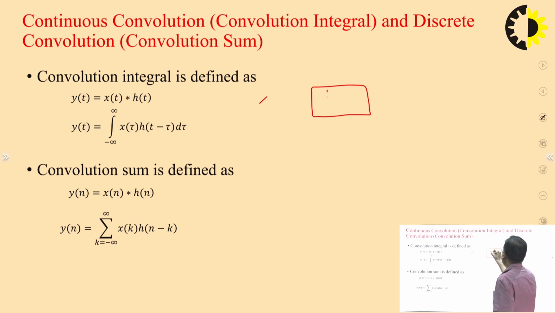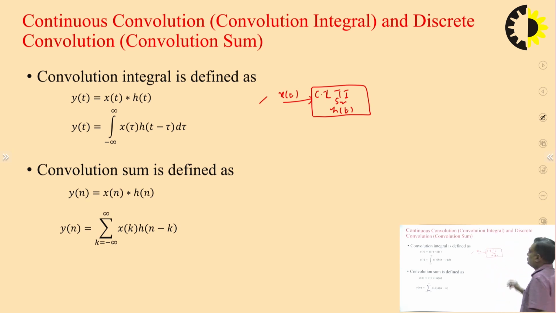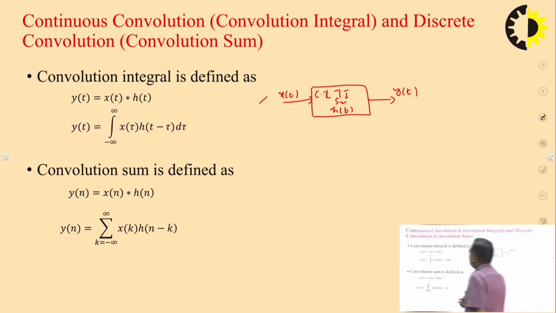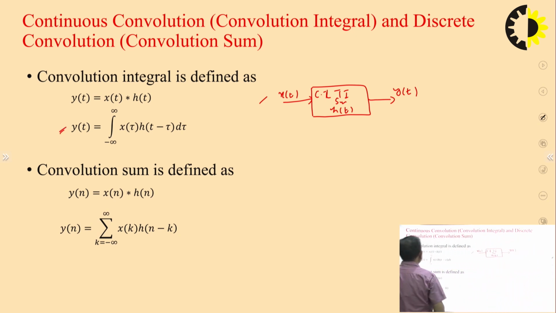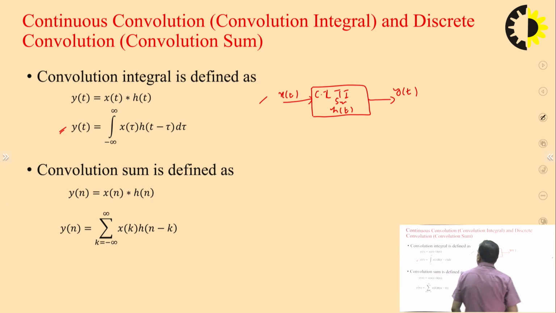This is like we are having an LTI system, a continuous time LTI system, let us suppose, and the impulse response is h(t). We are applying input x(t) to this system so that we are getting the output y(t). So if we have to calculate y(t), given x(t) and h(t), then the output of this LTI system is y(t), which can be obtained using this expression where tau is a dummy variable.